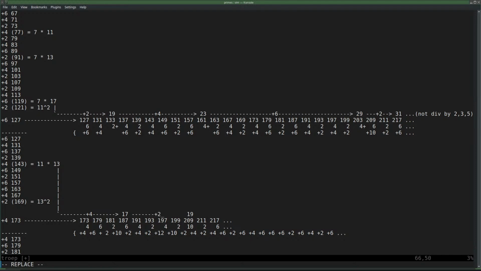Plus 2. Next one is going to be 23, of course, so plus 4. And now we end up at 19, 23 times 11, 253. But I don't know exactly how that works, so yeah, well, whatever.